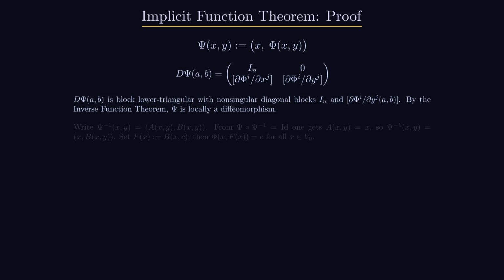Setting f of x equal to B of x and c, the identity phi of x and f of x equals c holds throughout V0. The graph of f lies in the level set. The converse, that every solution in V0 times W0 has the form (x, f of x), follows by applying psi inverse. If phi of x and y equals c, then psi of x and y equals (x, c). So (x, y) equals psi inverse of (x, c), which equals (x, f of x). The implicit function is smooth because B is a component of the smooth map psi inverse.